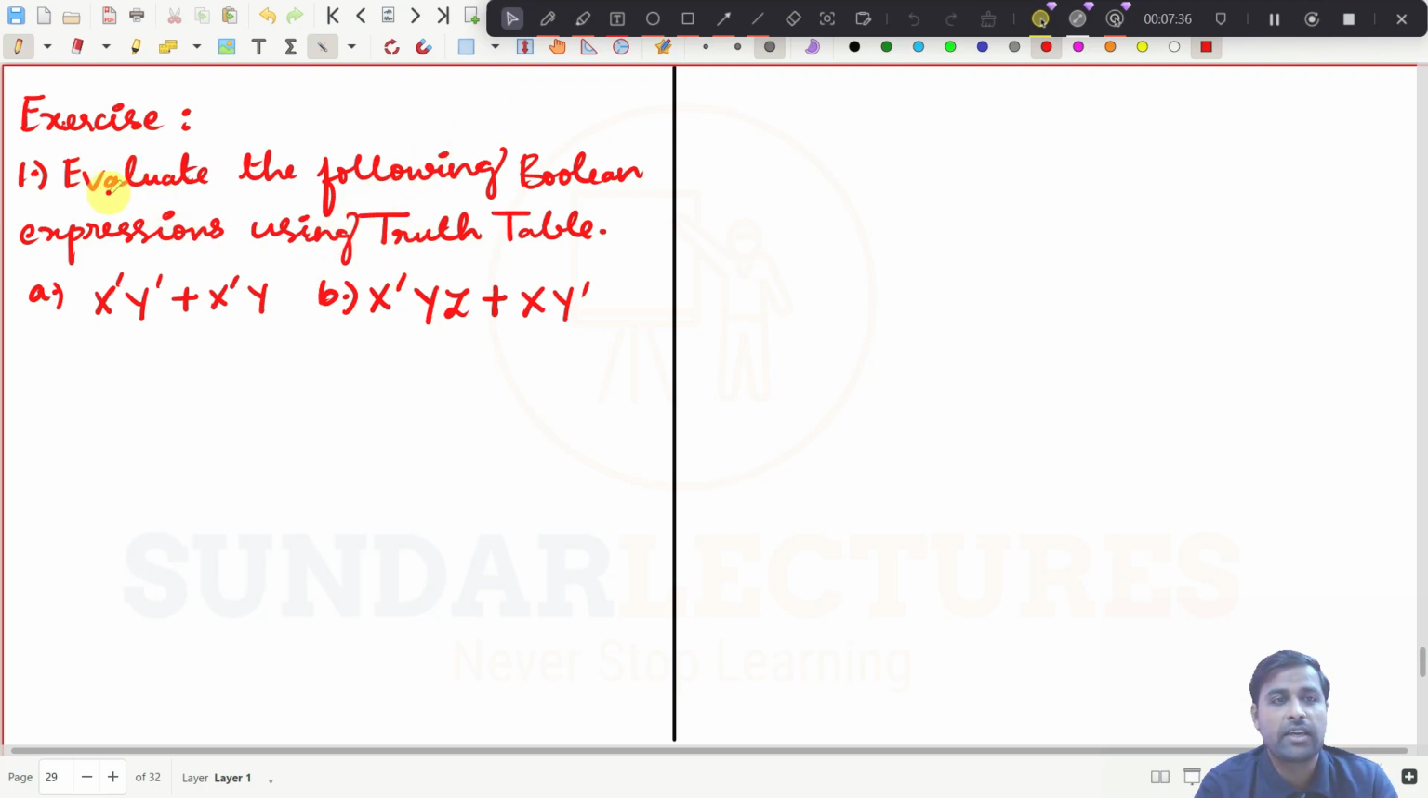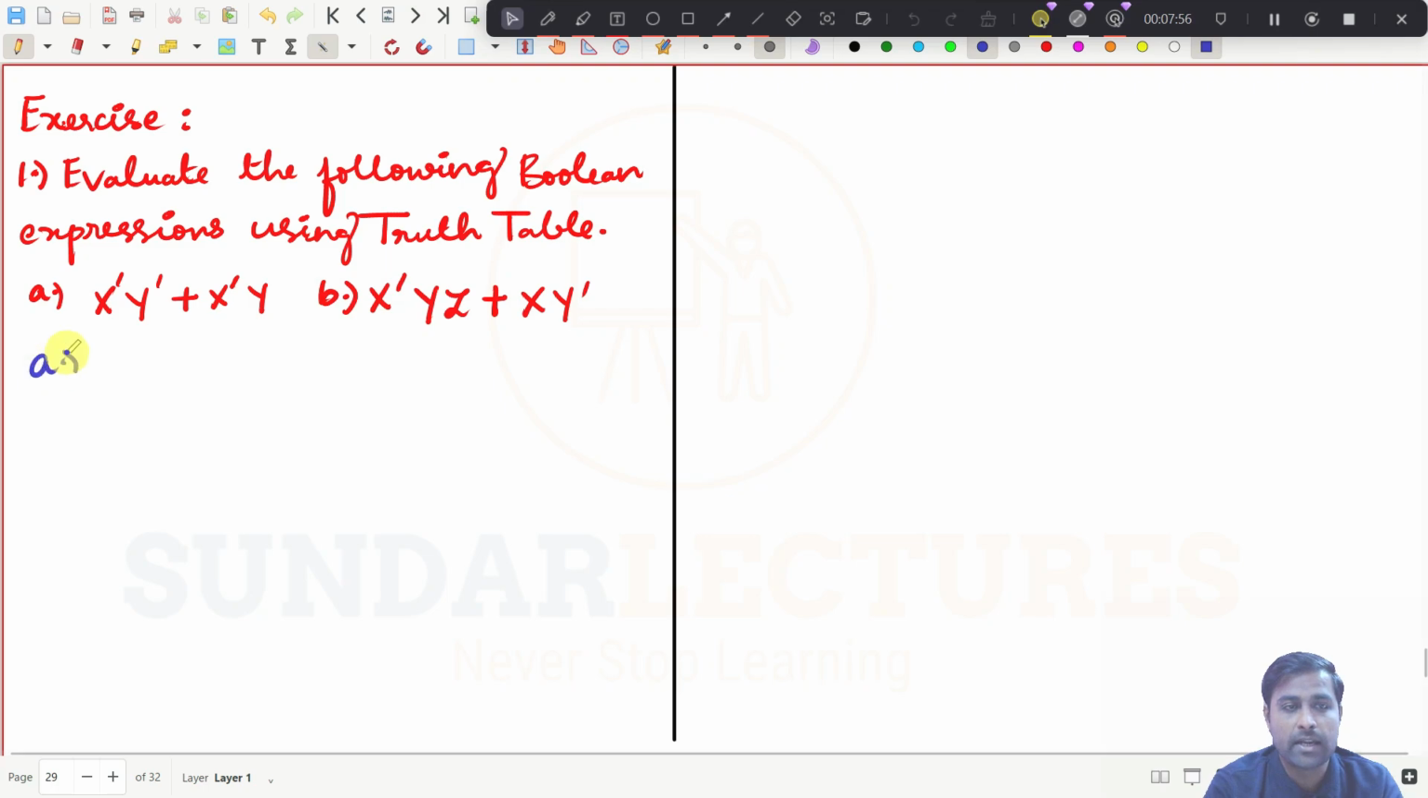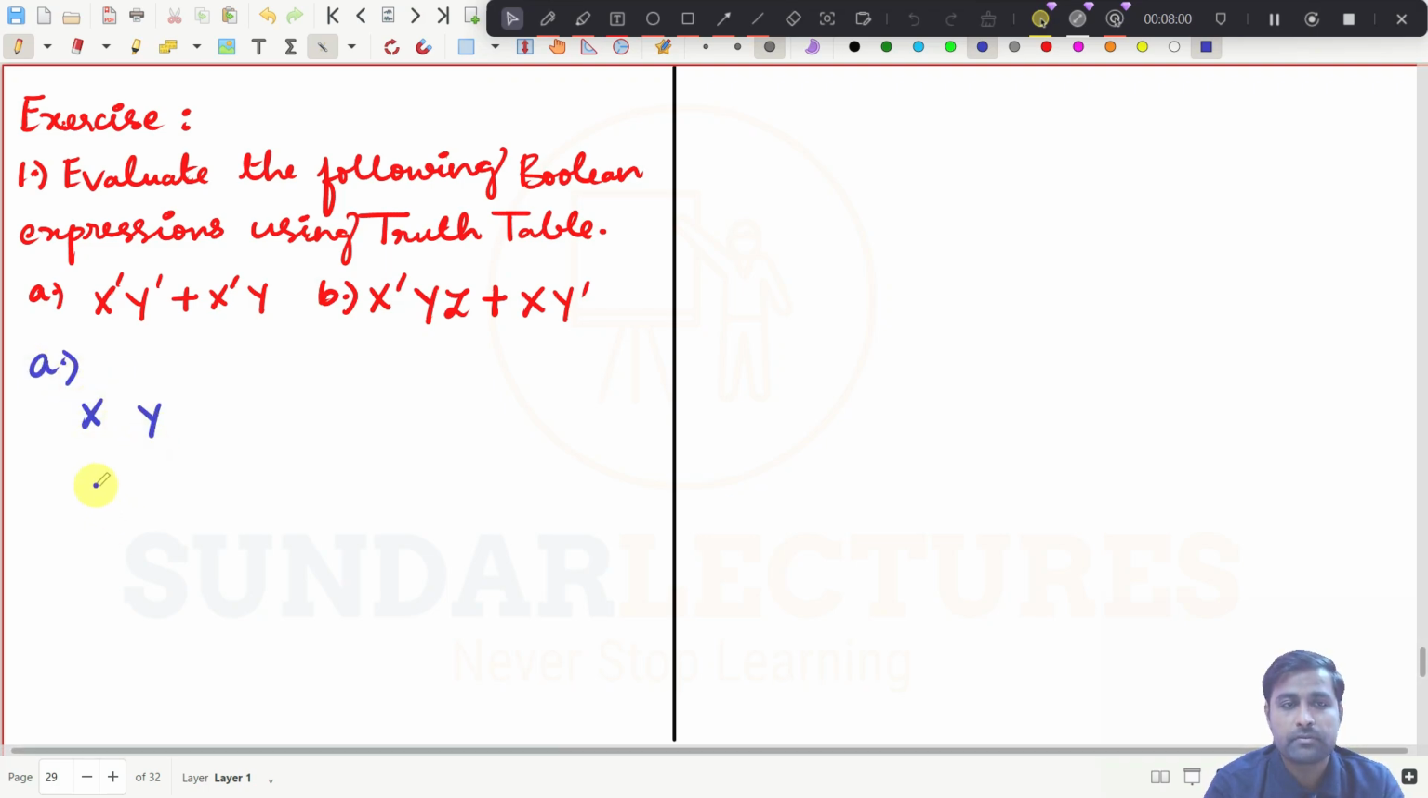What is the question they have given you? Evaluate the following Boolean expression using truth table. You just have to write the truth table and write what is the output of these two expressions. How many variables are there? X and Y, only two variables, right? I will go for A here. So you will get X and then Y. You write what all the inputs can be given here.